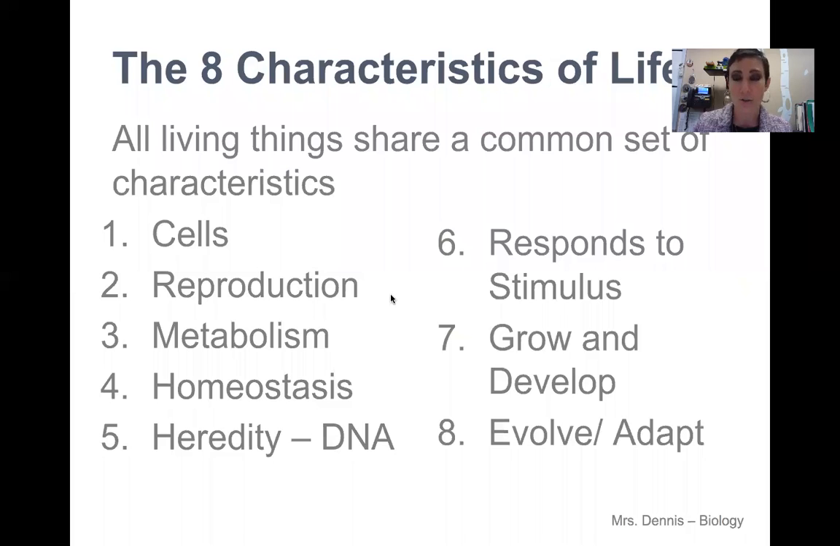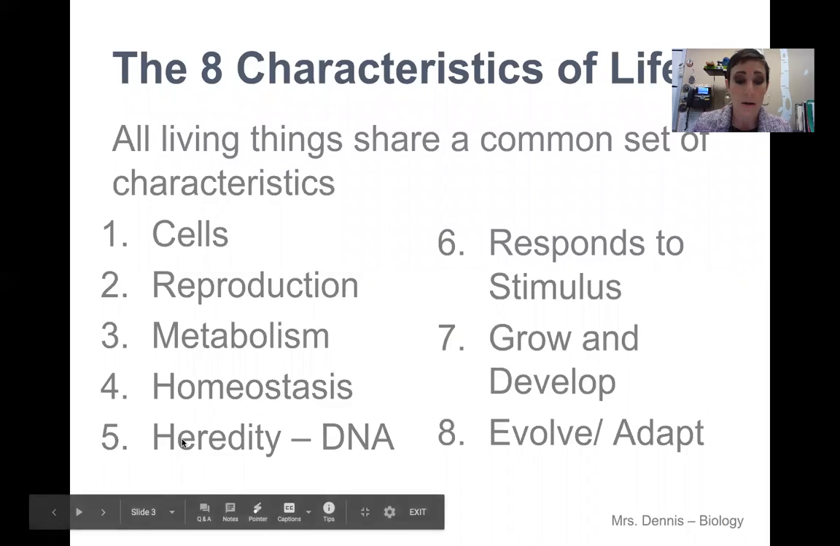Here they are. So write these down, please. Pause the video if you need to. All living things share in that they are made of cells. They reproduce. They perform metabolism or chemical reactions. They have homeostasis. They inherit or have DNA. They respond to stimulus. They grow and develop, and they evolve or show adaptation.